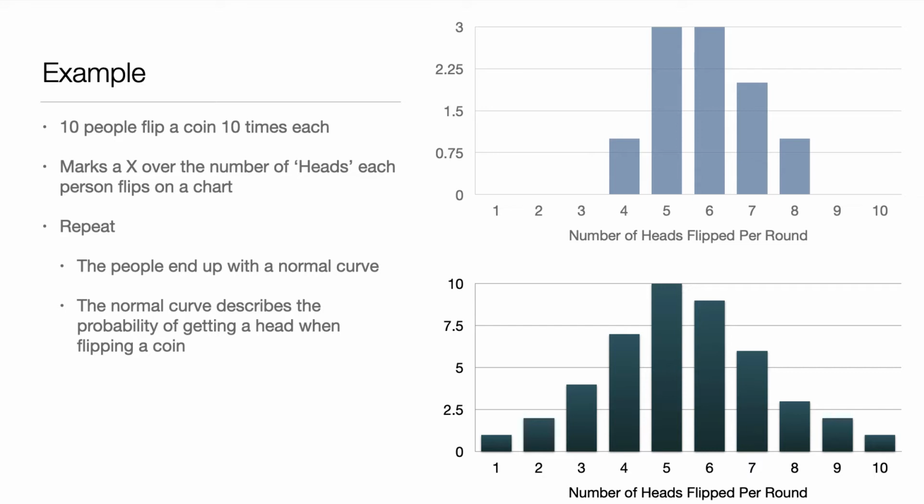A lot of people saying 5 and 6. Quite a few people said 7 heads. The same number of people said 8 heads as said 4 heads. No one flipped a coin and got 1, 2, 3, 9 or 10.